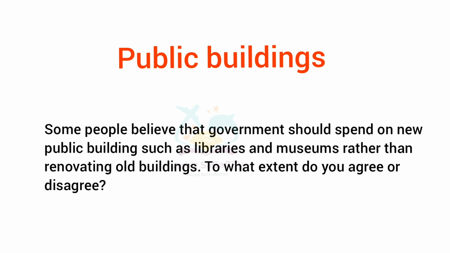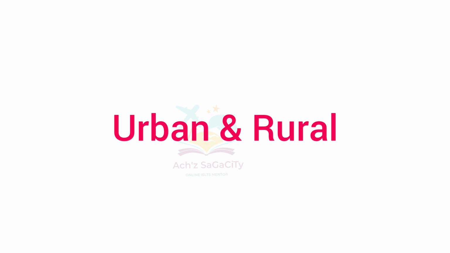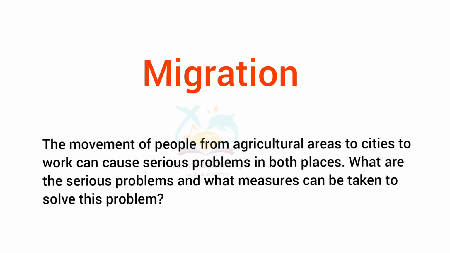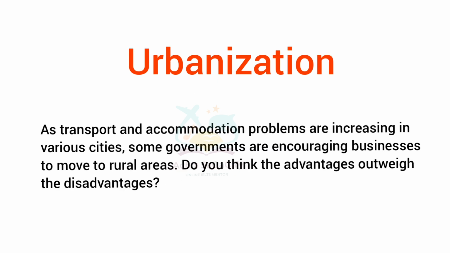So the next topic related to urban and rural life. The first one related to migration. The movement of people from agricultural areas to cities to work can cause serious problems in both places. What are the serious problems and what measures can be taken to relieve this particular problem? Coming under problem solution.